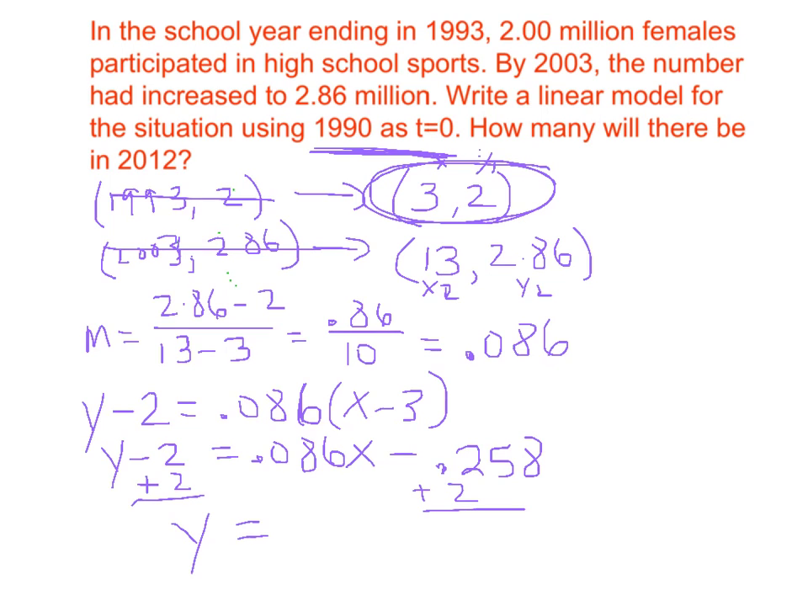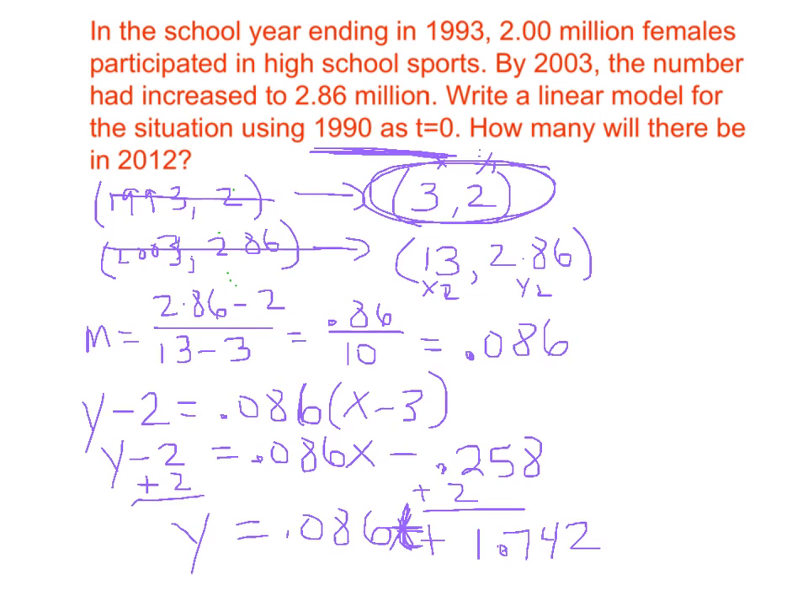We're going to add 2. So we get y equals 0.086x, and then we're going to have 2 minus 0.258, which will be plus 1.742. Okay, so this is telling me, oops, I forgot my x. Y is standing for the number of female athletes, so the number of athletes will be 0.086x, which is my t, so we could write this as a t because we're looking at our t value, plus 1.742, keeping in mind this is years and millions of female athletes.